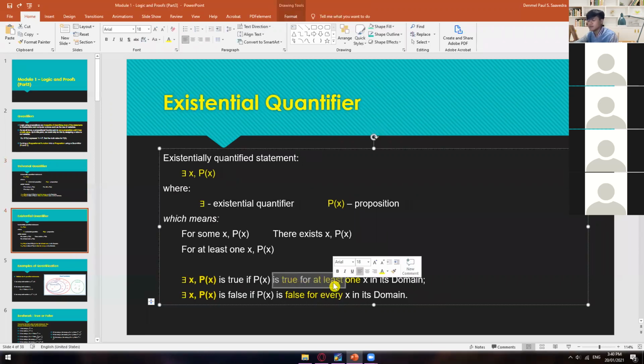So for us to be able to say that this one is a true existential, there must be one true and then one false. That is the minimum requirement for us to say that it is an existential statement. And then the other one is, existential X, P of X is false if P of X is false for every X in its domain. If there are no true values for every X that you substitute, then that is also not an existential quantifier. Again, the minimum requirement is to have one true X and one false X.